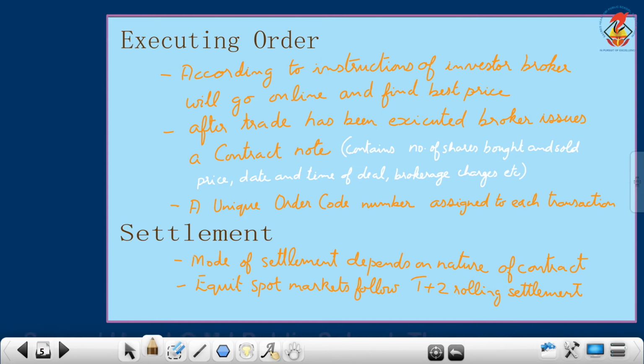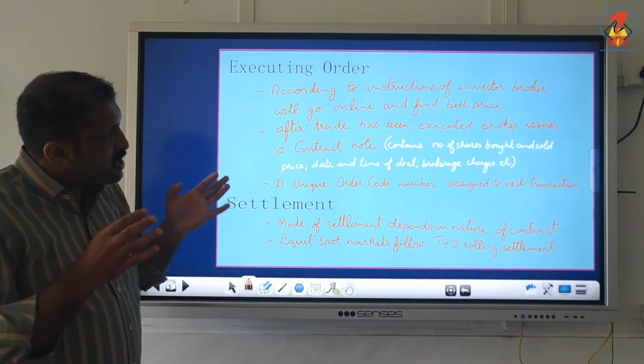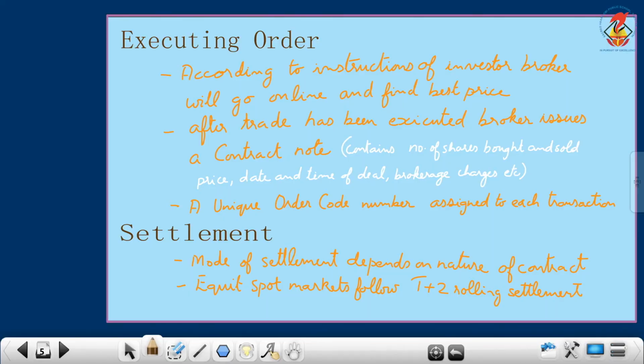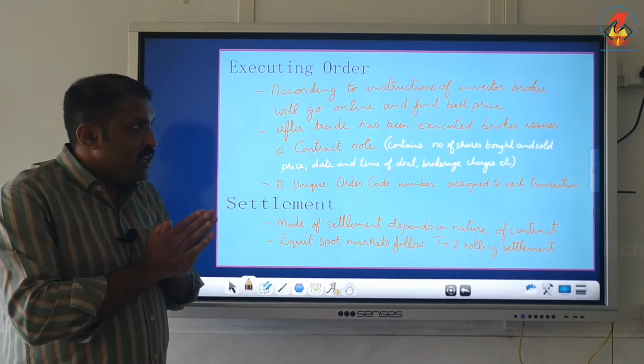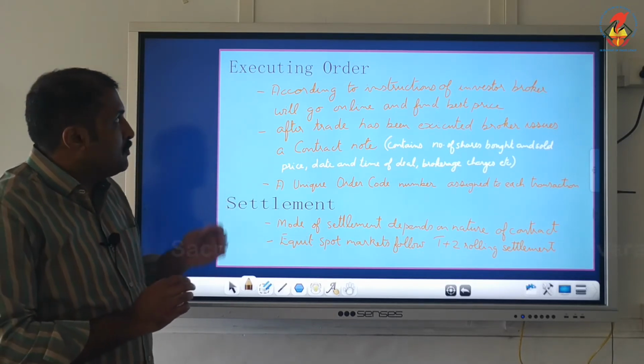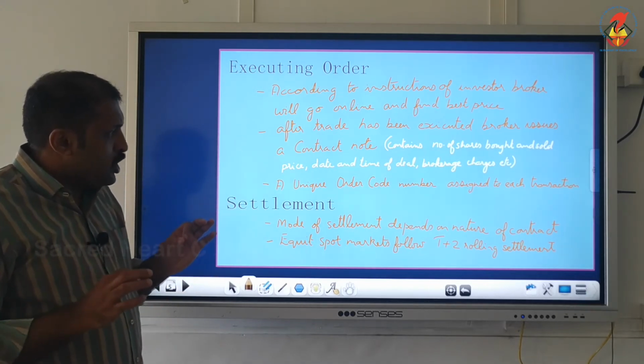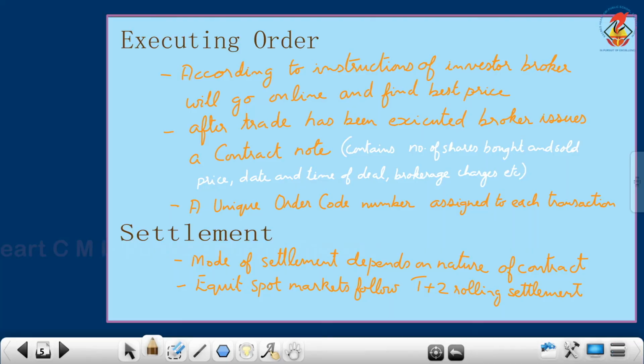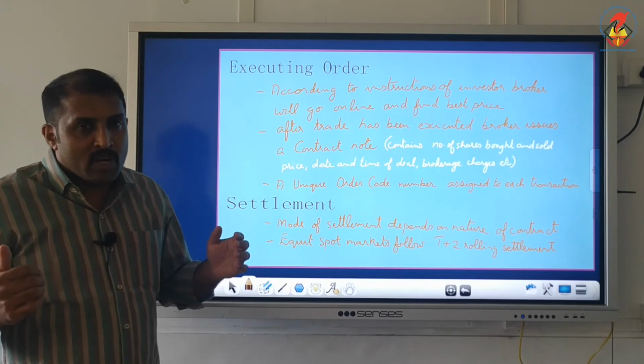And once the trade is executed, once they have found the match and it is executed, the broker gives a document called a contract note. A contract note includes the number of shares bought or sold, the price, the date and time, and the deal, and together with that brokerage charges will also be mentioned. So, a contract note is given to the investor by the broker. A unique order code, UOC number, is assigned to each transaction, so as to make sure that all the transactions are clear and safe. So, execution of order comes.